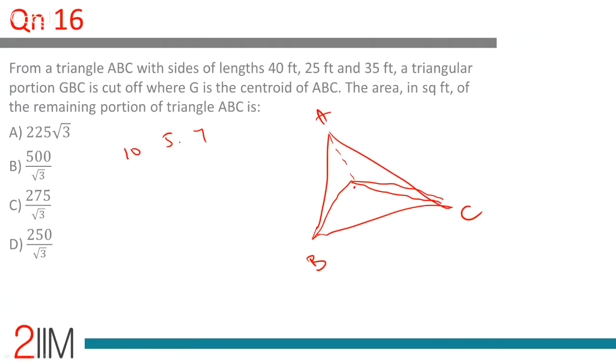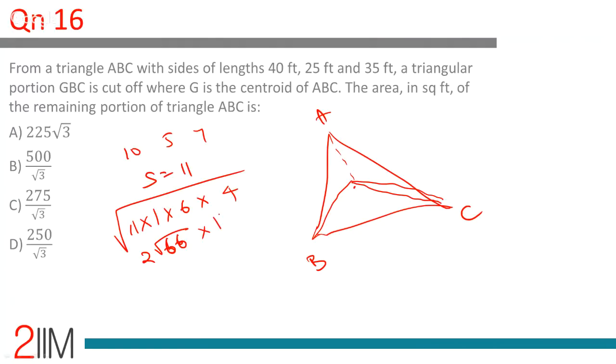I'm going to find the area of triangle ABC, 15, 22. Semi-perimeter is 11. S minus A, and we're doing square root of 11 into 1 into 6 into 4. There's no root 11, and I don't like that. 10 plus 5, 15 plus 7, 22. Half of 22 is 11. S into S minus A into S minus B into S minus C: 11 into 1 into 6 into 4. So this is square root of 66. We're not close anywhere. Sorry, the ratio is 8, 5, 7, not 10, 5, 7.